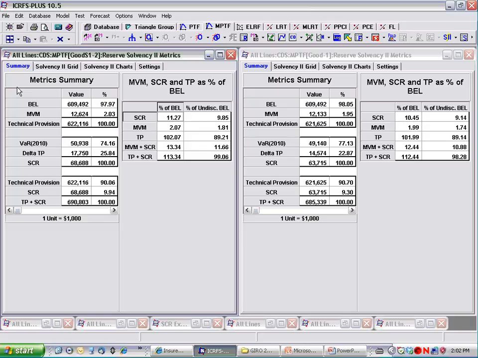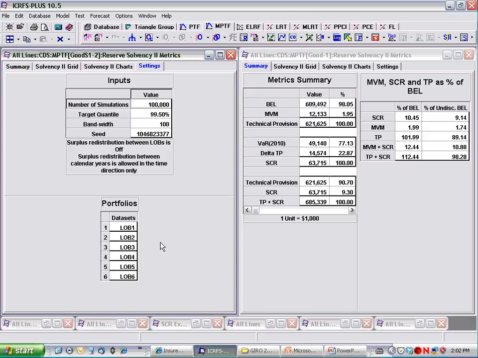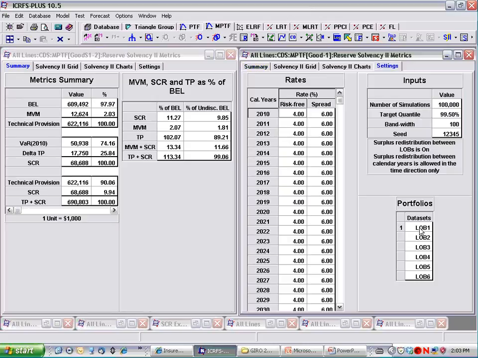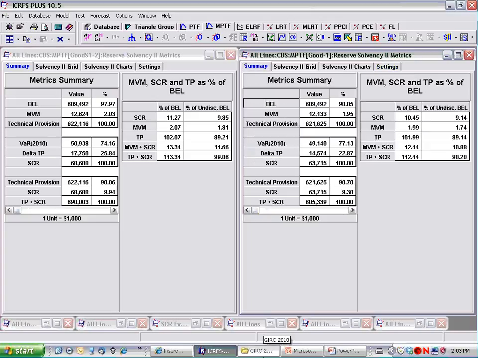Well, let's look at the two situations. Let's look at the settings for number 2. Number 2, we've got no fungibility. So surplus redistribution methodologies are switched off. The portfolios, well, there are 6 of them. So there's no fungibility there. Let's look at the summary there. This one must be, yeah, there's only one portfolio. So fungibility is turned on. Let's look at the summary there.